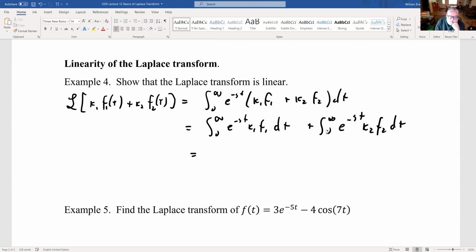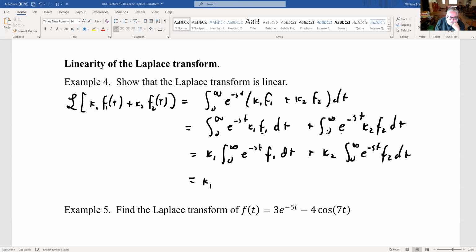And then the other thing we know we can do with integrals, because integrals are linear, right? Linearity means I can break the addition up into two things, and then it also means I can factor out the constant. So I get this set of integrals, but this thing is just the Laplace transform of f1. And then this thing is just the Laplace transform of f2.